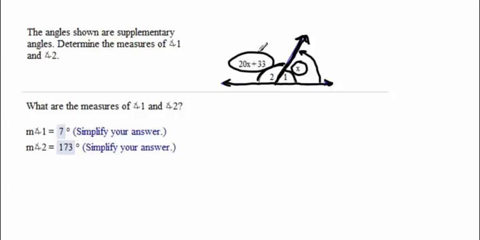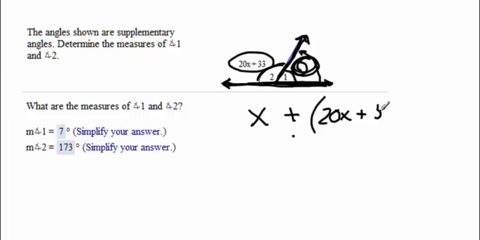But we do know that these two angles are supplements, which means they form a straight angle or a straight line, which measures 180 degrees. So the measure of angle 1 is x, over here to the right. And if we add the measure of angle 2, which is 20x plus 33, those two measures should add up to be 180 degrees.